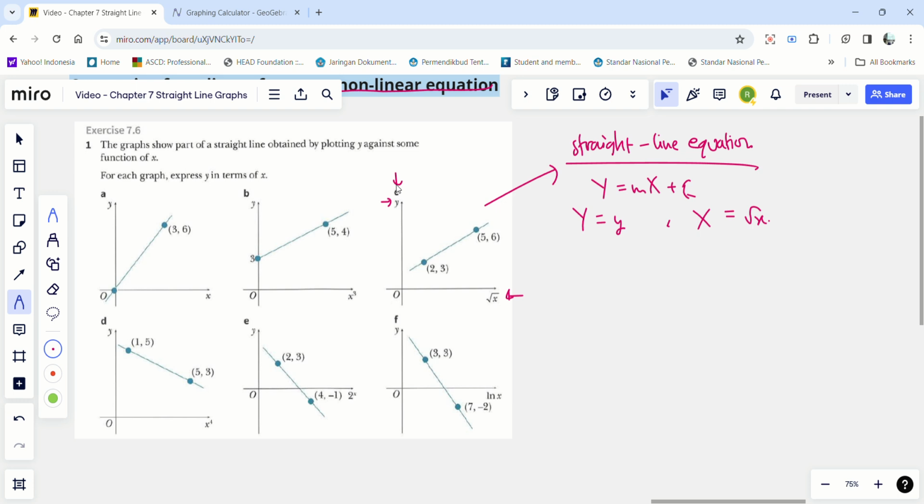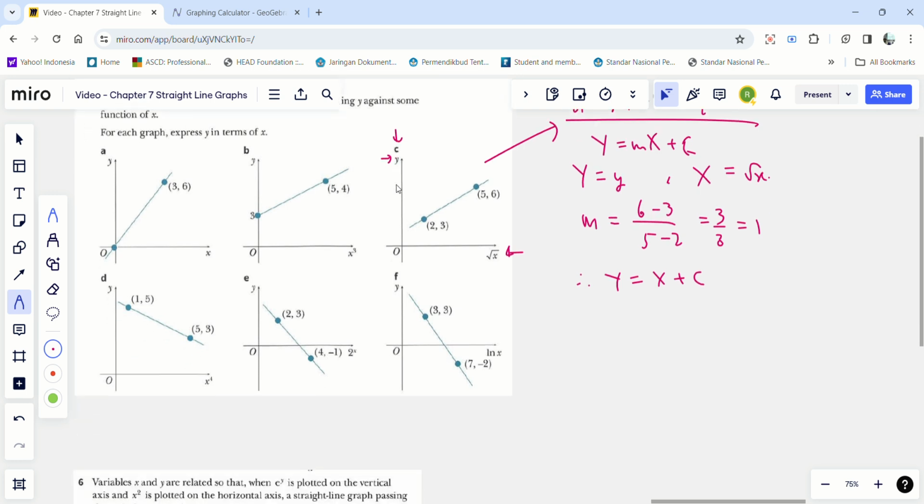But the gradient is a gradient, and the constant is a constant, so you can calculate it like the normal gradient or normal constant. Finding the gradient is just rise over run, same thing: 6 minus 3 over 5 minus 2, 3 over 3 equals 1. So that means you will get Y = X + c, or that means y equals square root of x plus c.